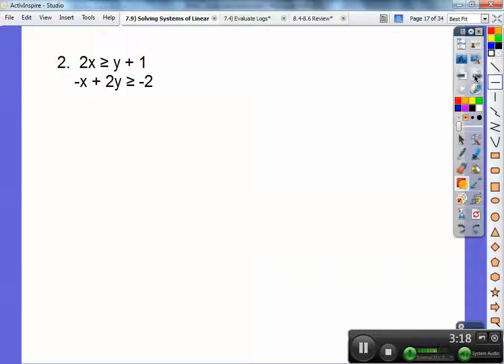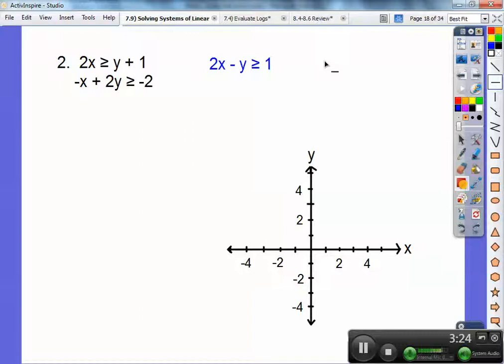Okay, so let's graph this system of inequalities right here. Let's go ahead and graph this guy. I subtracted y from both sides. I went -y because I got it in standard form right there. Then I did the zeros trick on that. So when x equals 0, I have -y equals 1. So y would be -1. So that would be this guy right here.